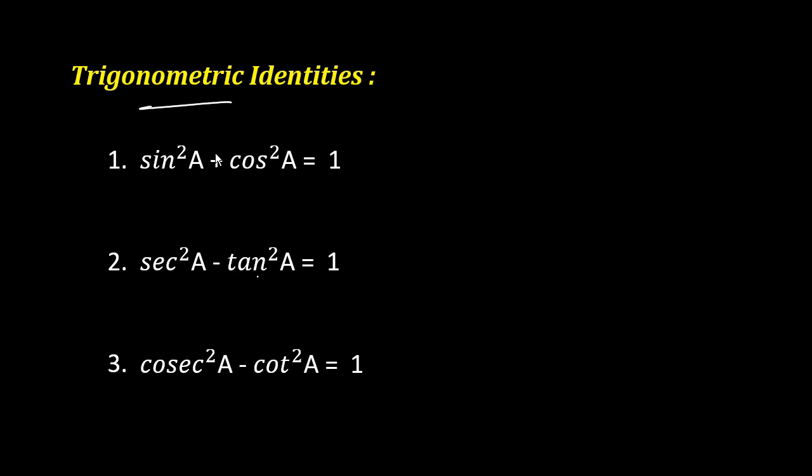Next, trigonometric identities. What is an identity? In mathematics, an expression is called an identity when its value equals 1. So here there are 3 trigonometric identities. Number 1, sin square a plus cos square a equals 1. Here the angle has to be the same for sin and cos. Then only this identity applies. Second, secant square a minus tan square a equals 1. And third, cosecant square a minus cot square a equals 1.